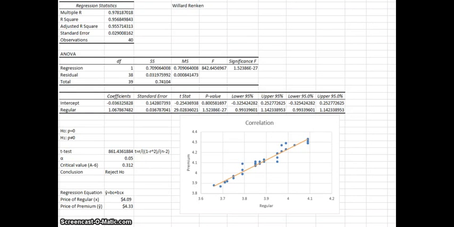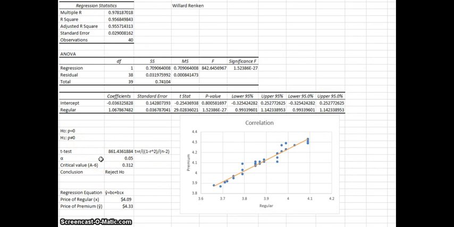My name is Willard Rankin, and I'm doing the t-test for correlation. This is the ANOVA output for our data. The R value necessary to perform the t-test for correlation is here. The actual test statistic t is found using this equation here. The t-statistic itself is right here.